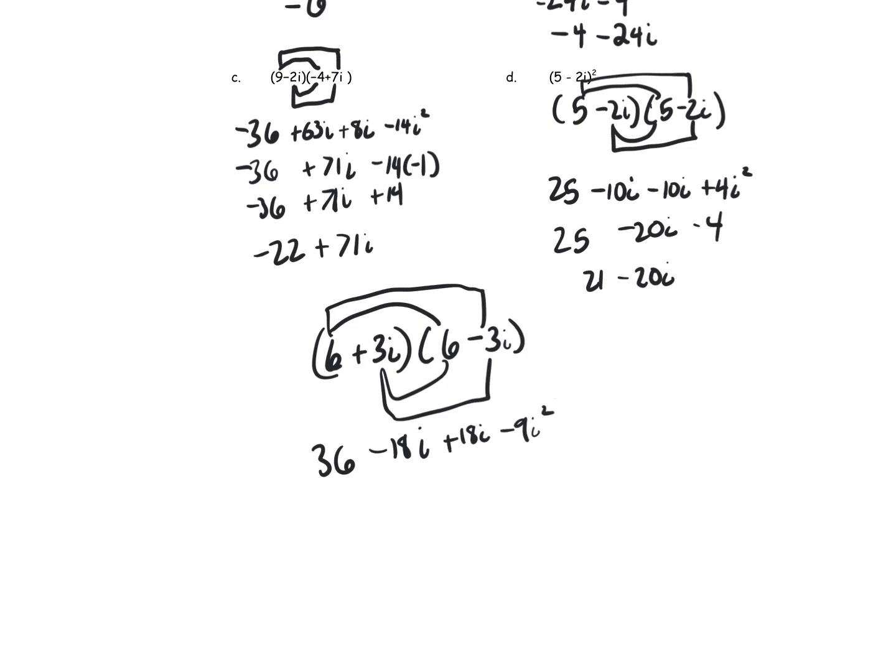So negative 18i and positive 18i are going to cancel each other out. So we're left with 36. And i squared, remember, is negative 1, so that's negative 9 times negative 1, so that's plus 9. So our answer is 45. And that is our final answer. It's a real 45, nothing imaginary about that. All right, so just wanted to show you that in action.